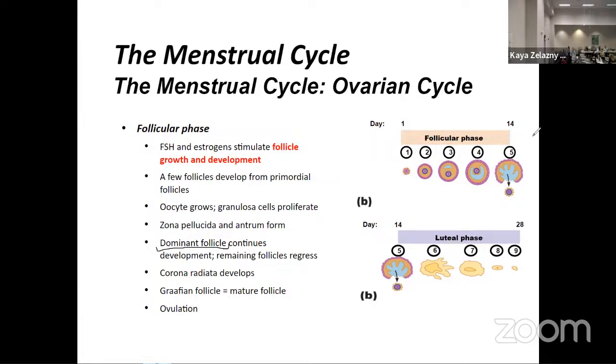So as we go through this follicular phase, we have multiple different follicles that are kind of trying to be the winner of this race. As soon as one gets big enough, its hormonal signaling takes over and the other follicles regress and die away. Okay. After this point, the corona radiata develops. So that's this kind of star-shaped stuff around the egg cell. Okay. And we have a mature follicle, which we're now just going to call a Graafian follicle.